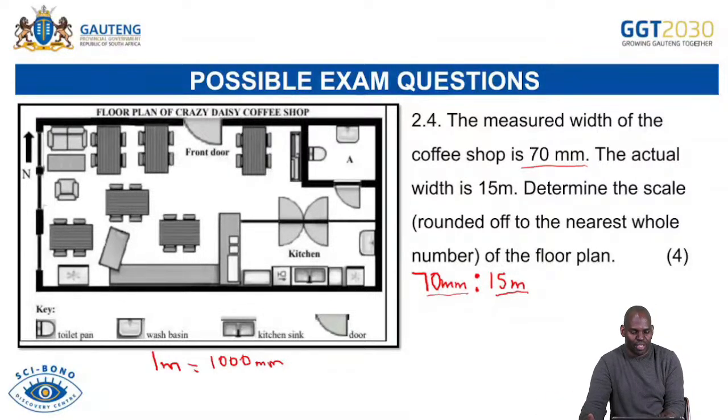So if 1 meter is equal to 1,000 millimeters, then now we need to convert this one. We've got 15 meters, so how do you convert? If we cross multiply, we're looking for the width, W, which equals 15 multiplied by 1,000. So this will give us 15,000.